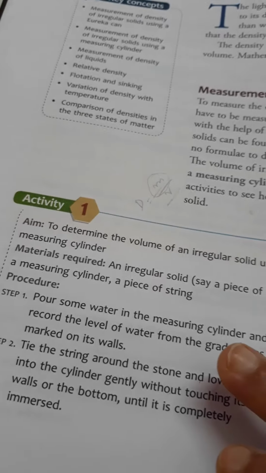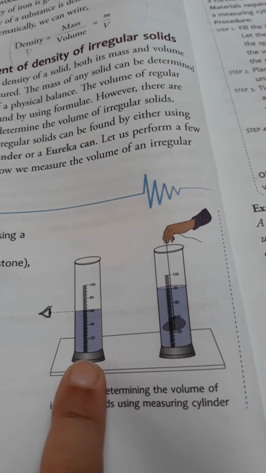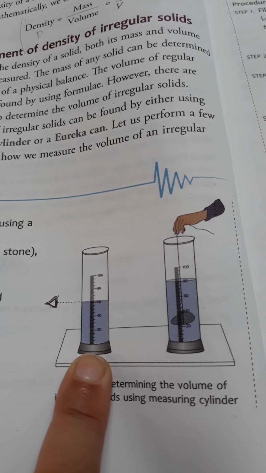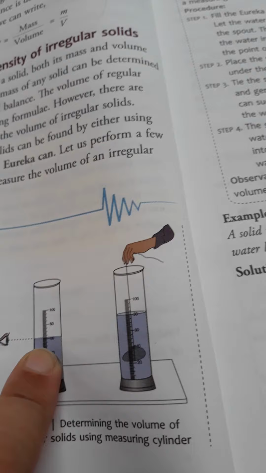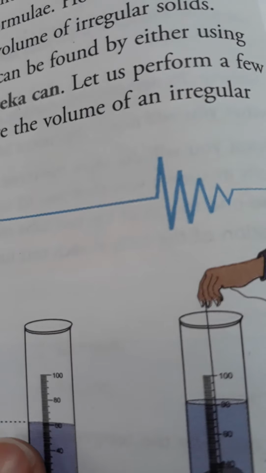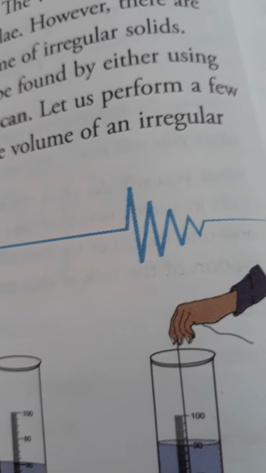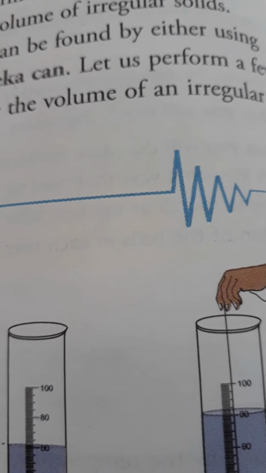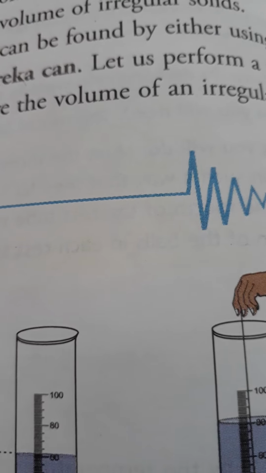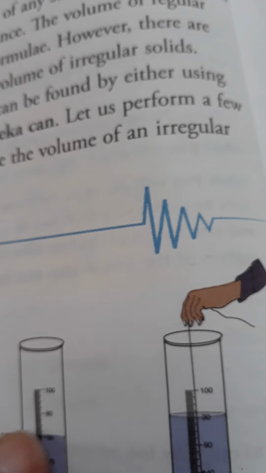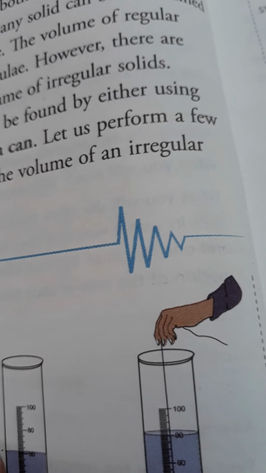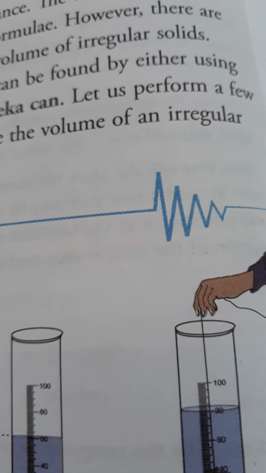You pour some water in the measuring cylinder, then you record it. What is the upper level of that water, how much is it? At first you record the water level from the graduation marked on its wall. So at first you mark, say, this much water you poured inside the measuring cylinder.